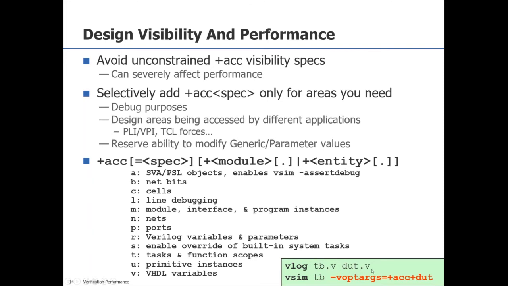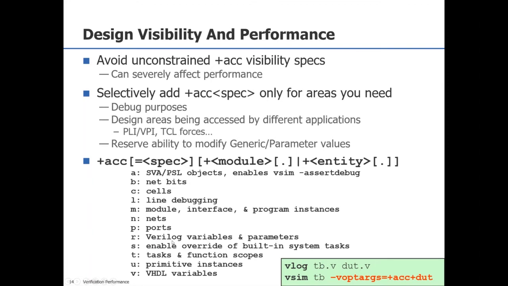But I might want to say, I can go a little deeper. I'm currently debugging the transmitter section of my design, and that's maybe 20%, and all this other part of it, I can let that be fully optimized. So you might even go deeper and say, +ACC +DUT transmit or something. I'll show you some of the arguments here. So +ACC preserves visibility.